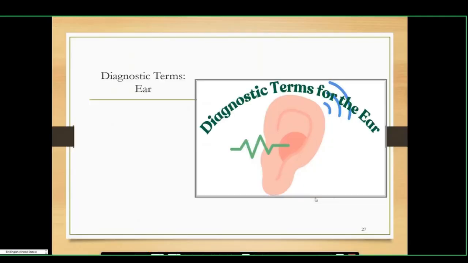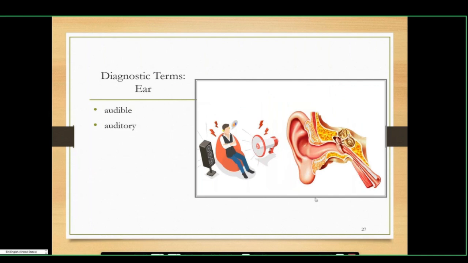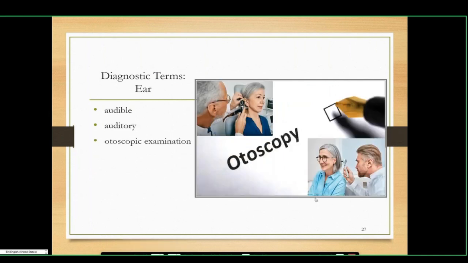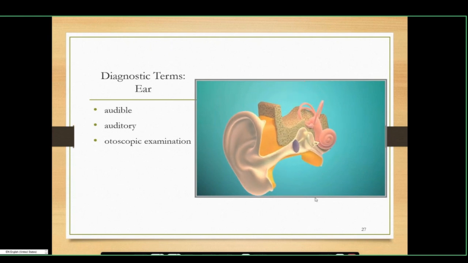Let's review some diagnostic terms for the ear. Audible means capable of being heard. Auditory pertains to the sense of hearing and the involved organs. An otoscopic examination is the same as otoscopy, which is the examination of the eardrum and other parts of the external ear with an otoscope, the instrument.